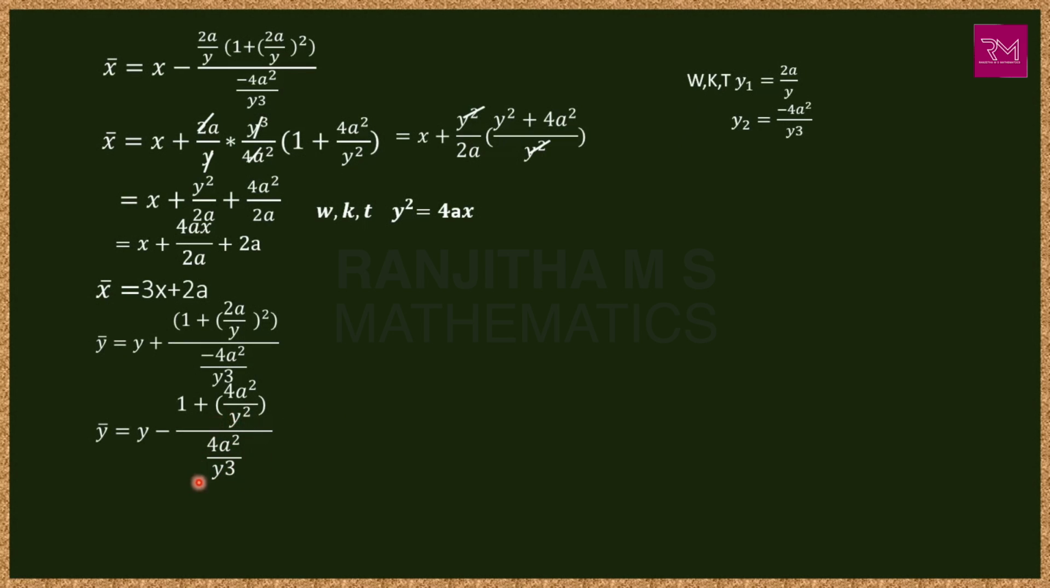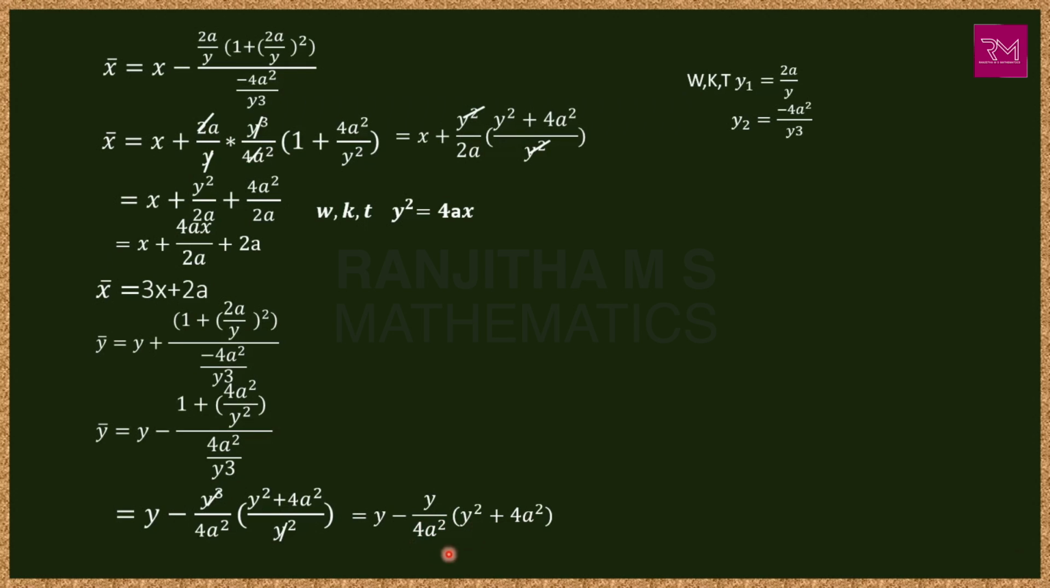In the next step we have to take this 4a square by y cube to the numerator and simplify, we get y minus y cube divided by 4a square into, here take y square as LCM and simplify, we get y square plus 4a square divided by y square. Here y square gets cancelled. We get y minus y by 4a square into y square plus 4a square.